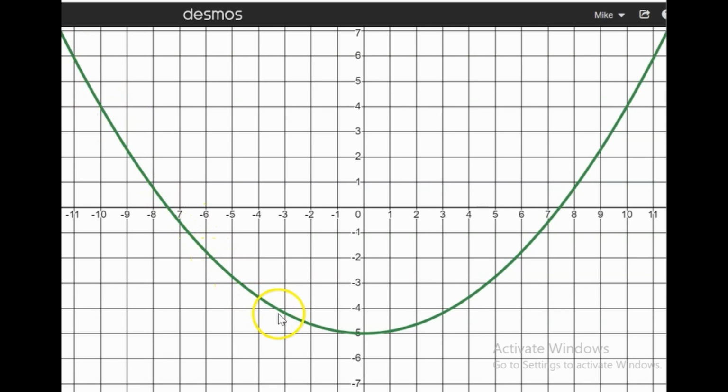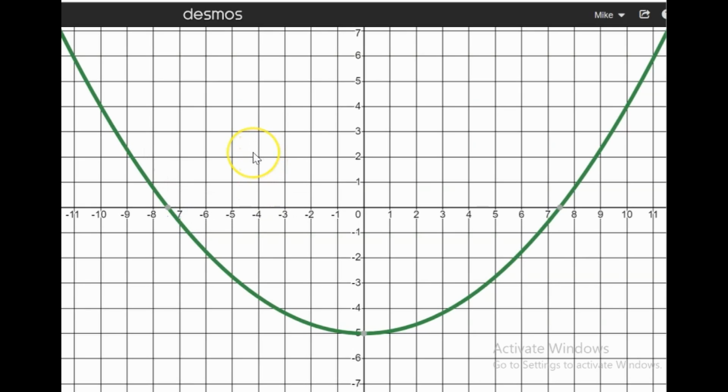It represents a bunch of inputs and outputs. In fact, if I hold it down here, you can see that as I move along, I have -8.6 as the input and 1.6564 is the output. So this is a whole bunch of inputs and outputs.